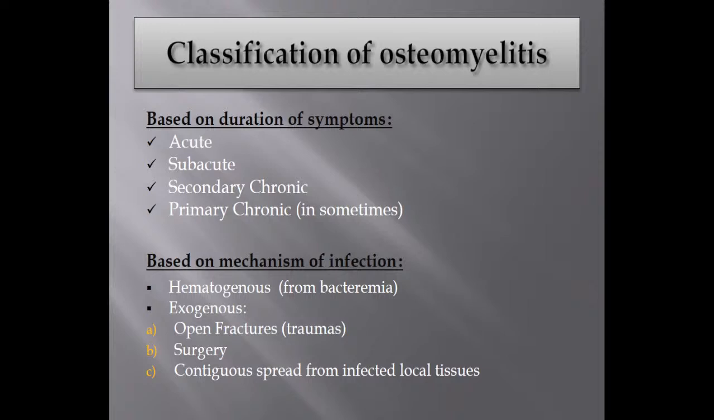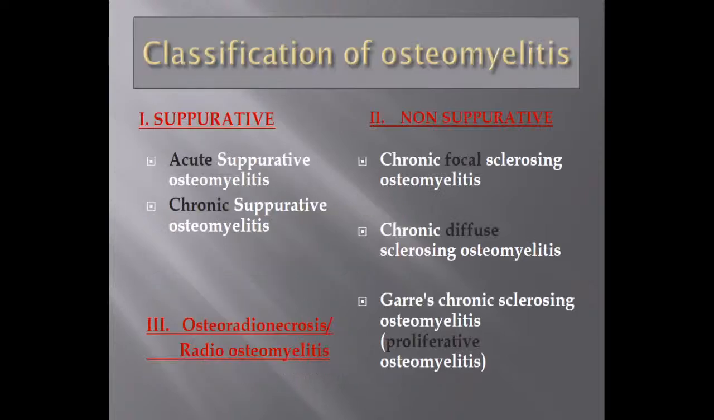Here you can see another classification based on mechanism of infection: hematogenous and exogenous, open fracture, surgery, and contiguous spread from the infected local tissues. Acute osteomyelitis, next classification. There are a lot of classifications and we'll stay on several of them.